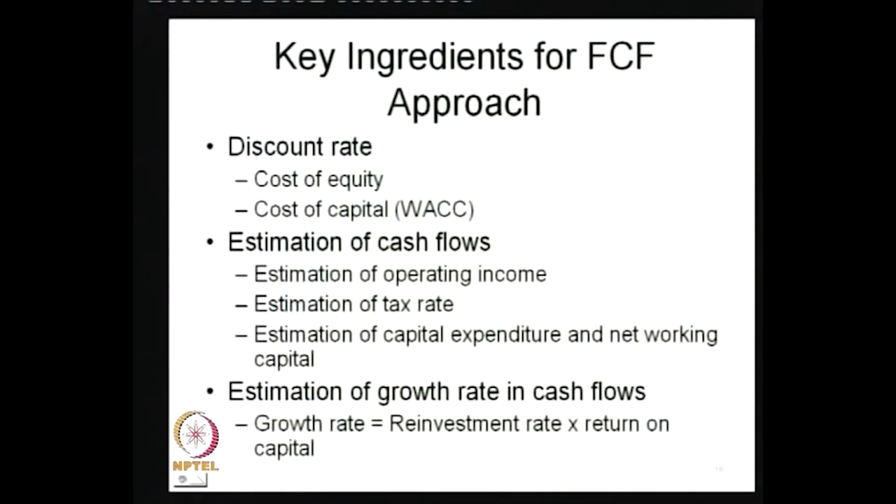But over a period of time, what happens is that companies tend to have a corporate tax rate which is equal to the government's prescribed tax rate. So, if nothing is given, then we can take the prescribed corporate tax rate of the particular government as the tax rate in this valuation. Then we have the estimation of capital expenditure and net working capital.